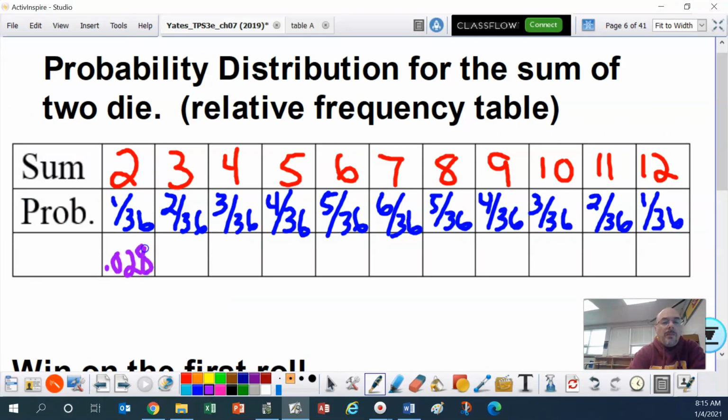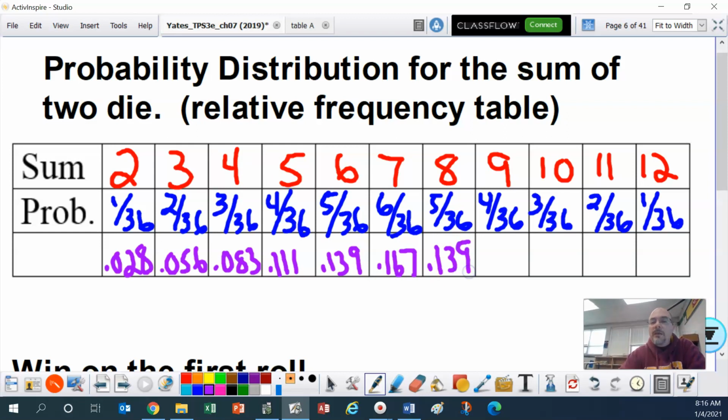0.028. This is going to be 0.056. 0.083. 0.111, 0.139, 0.167, and then it starts to go back down again, 0.139, 0.111, 0.083, 0.056, and 0.028.